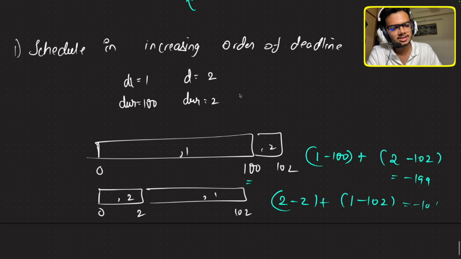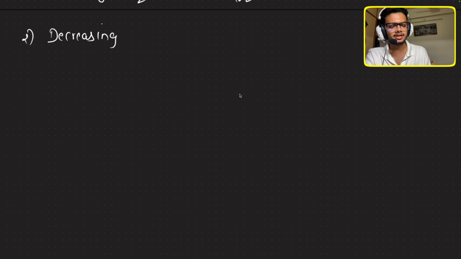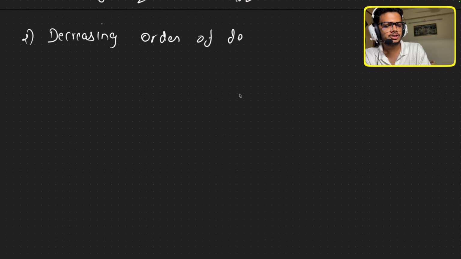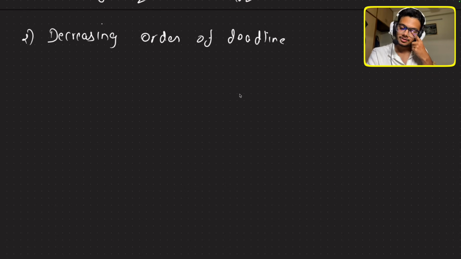Fine, if increasing order of deadline doesn't work, then the next logical step might be, will it work if I schedule in decreasing order of deadline? Now this looks stupid, right? Because why would you want to do this? If you schedule in decreasing order of deadline, then you're effectively inviting the negative reward. This can also be easily failed. I think you can come up with an example, but if you want, I can give an example here as well. Let me give an example here.